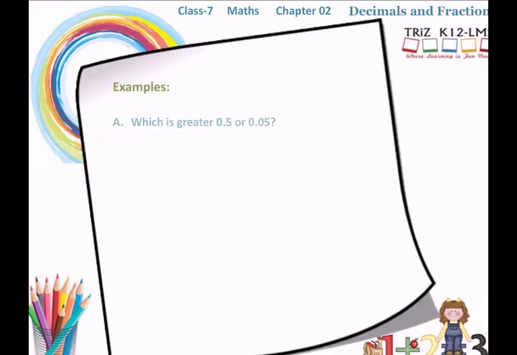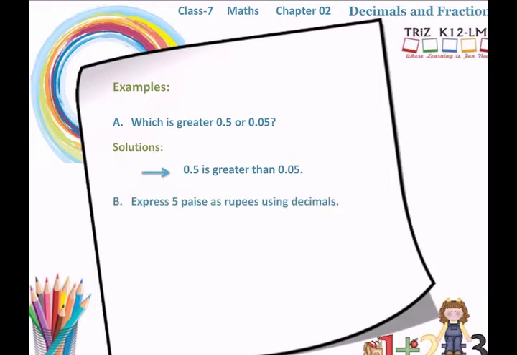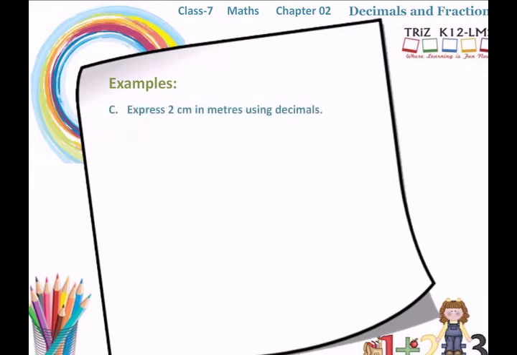Examples: A. Which is greater, 0.5 or 0.05? Solution: 0.5 is greater than 0.05. B. Express 5 paise as rupees using decimals. Solution: 5 paise can be expressed as 0.05 rupees. C. Express 2 centimeters in meters using decimals. Solution: 2 centimeters can be expressed as 0.02 meters.